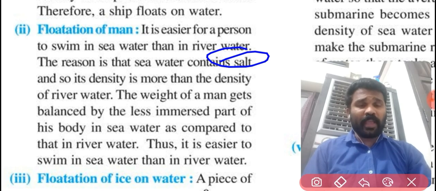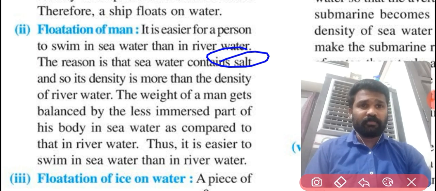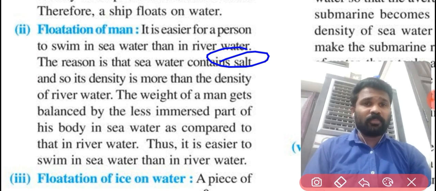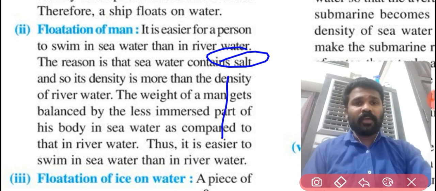That's why the weight of a man gets balanced by the less immersed part of his body in sea water. The body of a swimming person will be balanced because of the sea water. Clear? The weight of the man gets balanced by the less immersed part of his body in sea water as compared to river water. Thus, it is easier to swim in sea water than in river water.